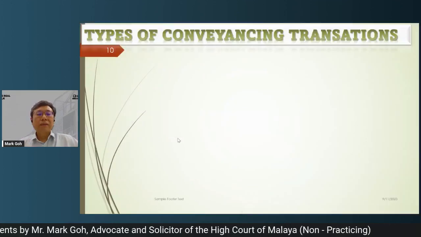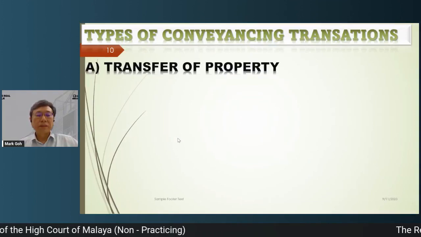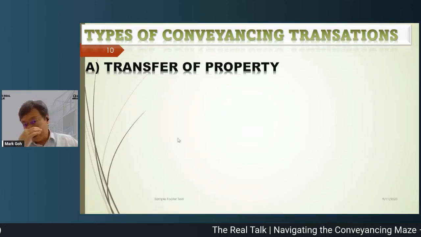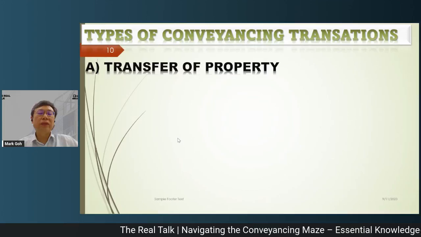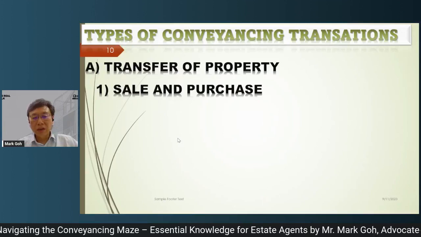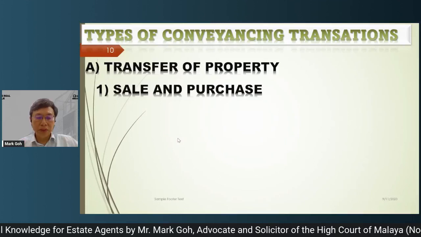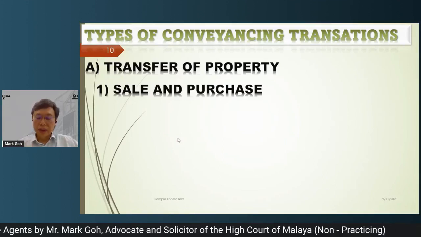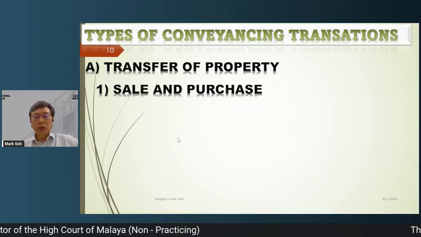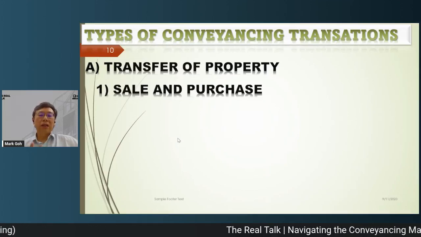Now let's move on to the types of conveyancing transaction. Now there are a couple of conveyancing transactions. The most common that we all face, estate agents face, is a transfer of property. Transfer of property, quite a number. The most common is a sale and purchase. Buying and selling of house. Now, there are 4 quadrants for the buying and selling of the house. I'm going to run through these 4 quadrants with you.